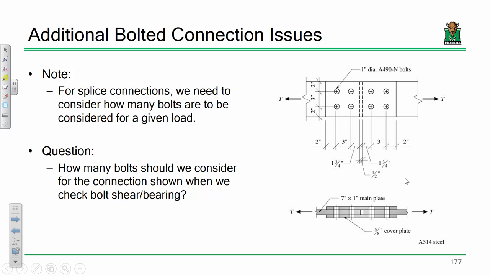Okay? And when I'm looking at bolt bearing, what I do is I samurai sword or lightsaber right through the middle of the section. And I say, okay, I've got one case transferring load this way, one case transferring load this way, but I only look at half the connection. Okay, does that make sense?